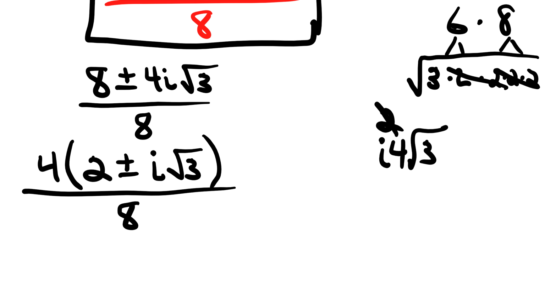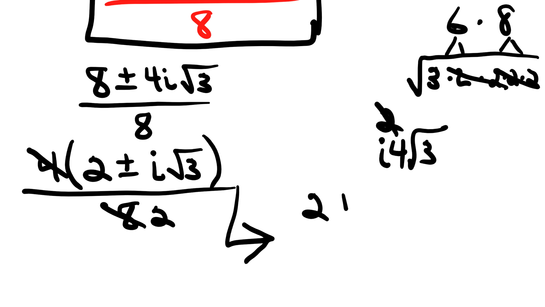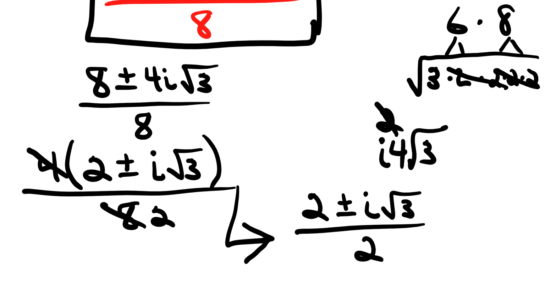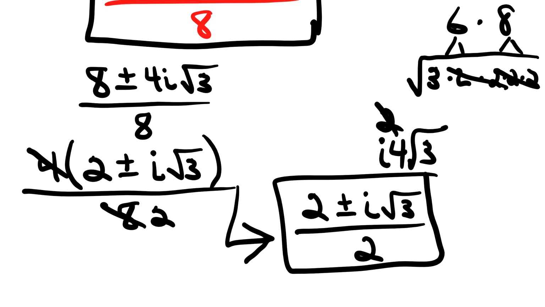Okay. And then I'm going to simplify 4 over 8. 4 goes into 4 once, 4 goes into 8 twice. So now it looks like my answer will be 2 plus or minus I root 3 all over 2. And this will be my answer, final answer, simplified. Okie doke. Pretty slick.